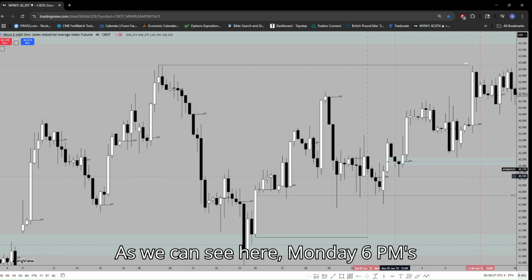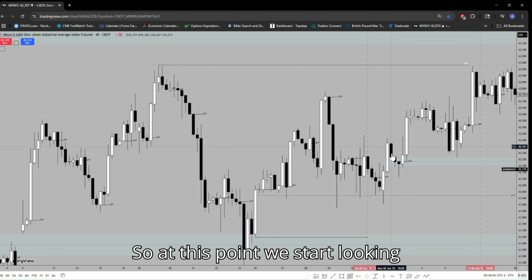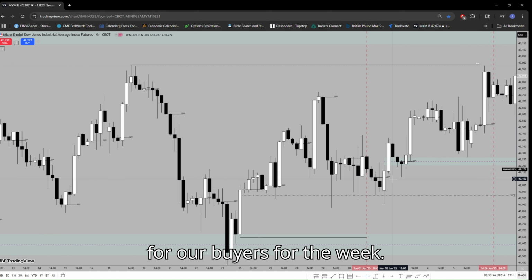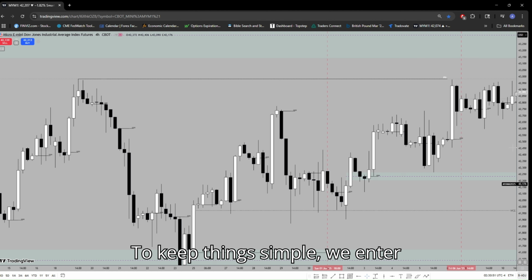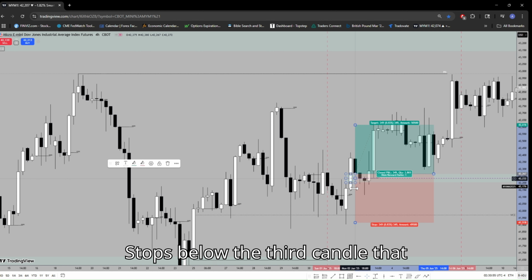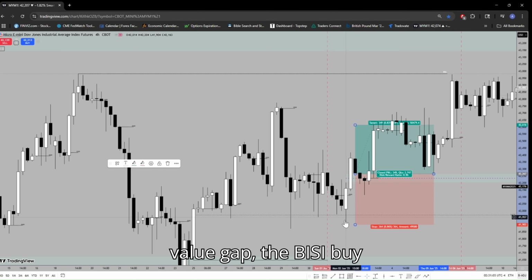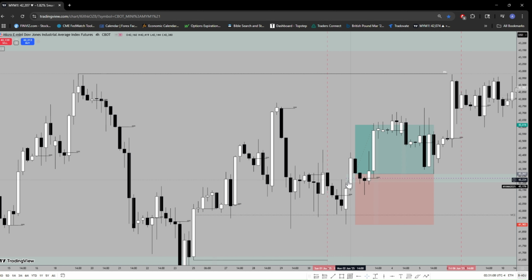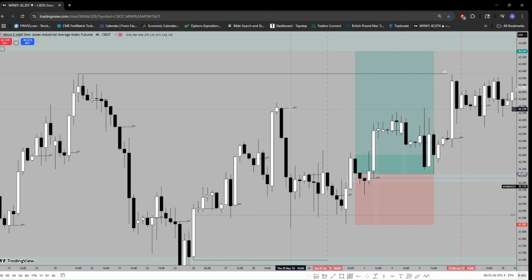As we can see here, Monday 6 p.m. candle formed our fair value gap. So at this point, we start looking for our buys for the week. To keep things simple, we enter here. Stops below the third candle that forms the fair value gap, the BC, buy side inefficiency, sell side. Targeting our terminus, which is the weekly fair value gap on the buy side.